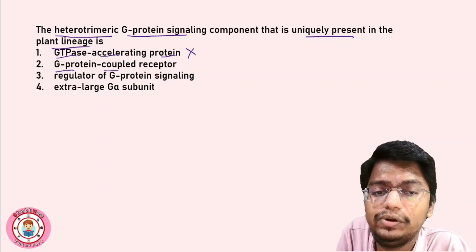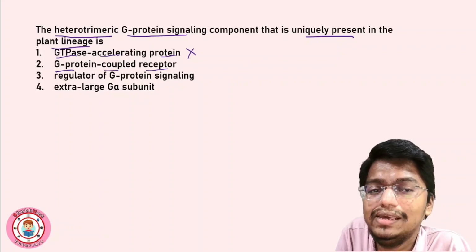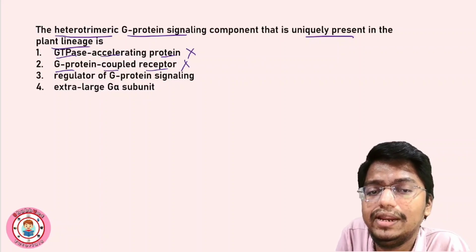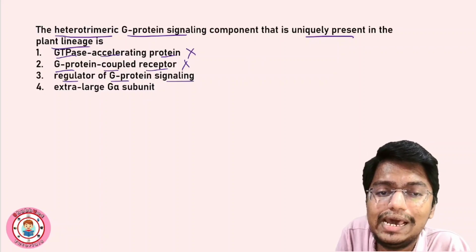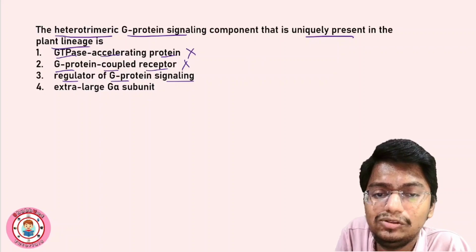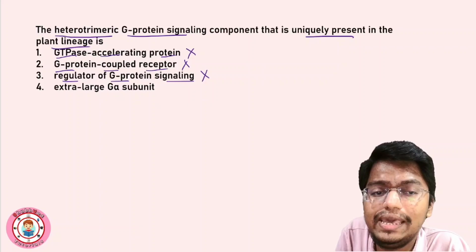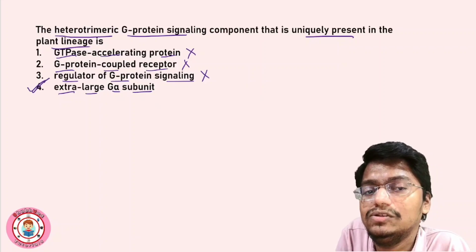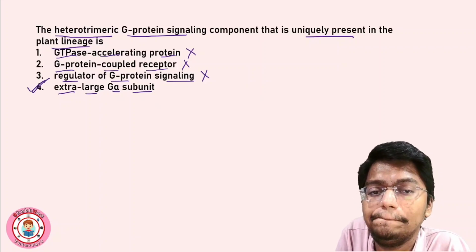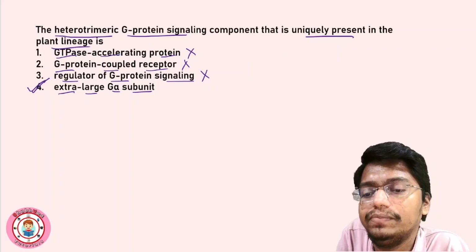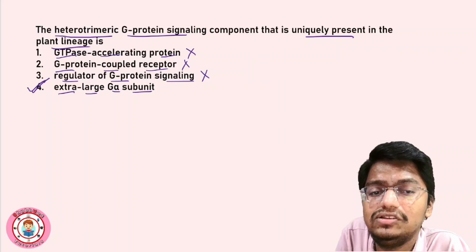GPCR G protein coupled receptor ये भी दोनों में प्रेजेंट है. राइट? रेगुलेटर ऑफ G protein signaling RGS ये भी दोनों में प्रेजेंट है इन मोस्ट ऑफ द केसेस. राइट? RGS, बट जो एक्स्ट्रा लार्ज G अल्फा सब यूनिट ये सिर्फ प्लांट लीनिएज में प्रेजेंट है. ओके, so this is a direct question basically, and ये important है, मतलब this you have to remember. Right? So extra large G alpha subunit.